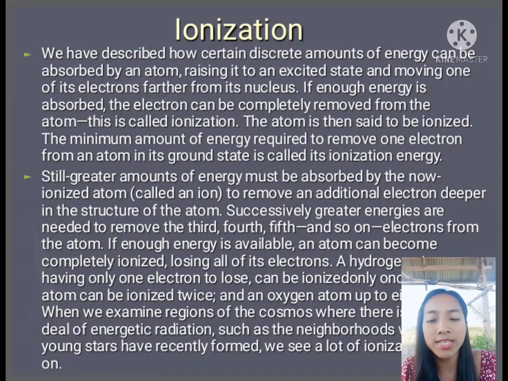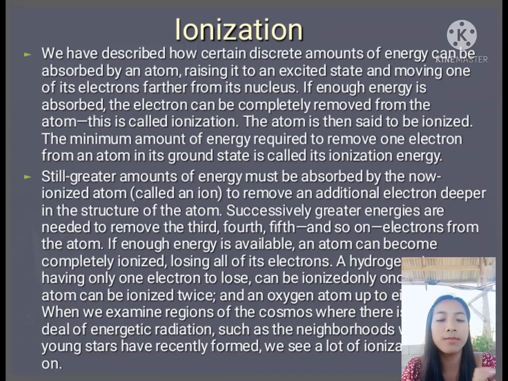So next, we have the ionization. We have described how certain discrete amounts of energy can be absorbed by an atom, raising it to an excited state and moving one of its electrons farther from its nucleus. If enough energy is absorbed, the electron can be completely removed from the atom. So kung enough yung energy na ma-absorb ng atom, the electron can be completely removed from the atom. This is called ionization. The atom is then said to be ionized.